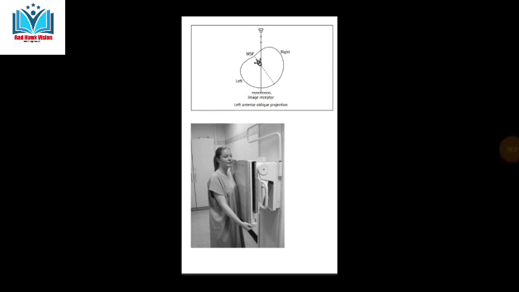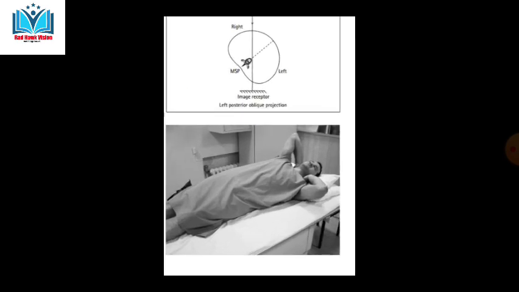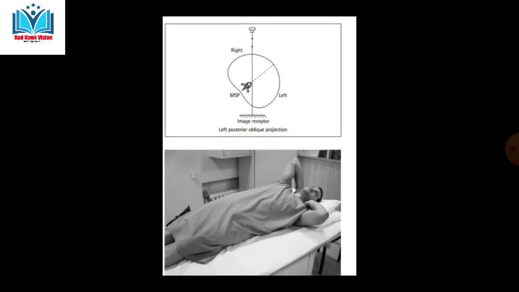So when the central ray emerges from the posterior aspect, when it is incident to the posterior aspect, we call it anterior oblique. And when it is incident to the anterior aspect, we call it posterior oblique. The posterior oblique projection.